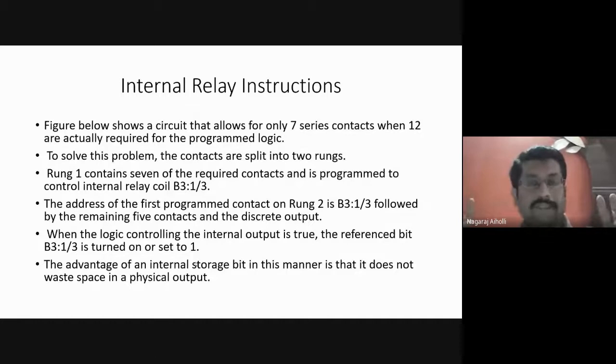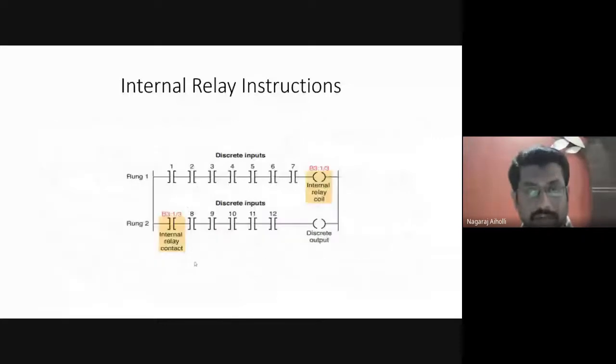Now for these 12 series contacts, I cannot have 12 series contacts because the maximum number of contacts allowed per rung is only 7. I can connect only 7 contacts in series per rung. That is shown in the next diagram. Here you can see a maximum of 7 contacts are connected in one rung. In one rung from the start to the end, a maximum of 7 contacts are connected.